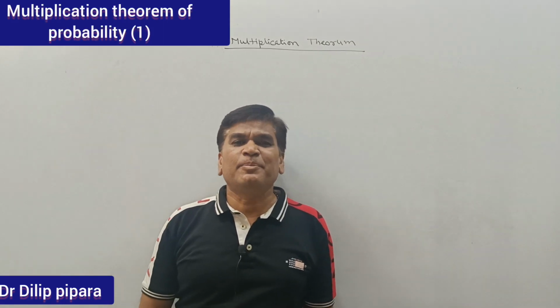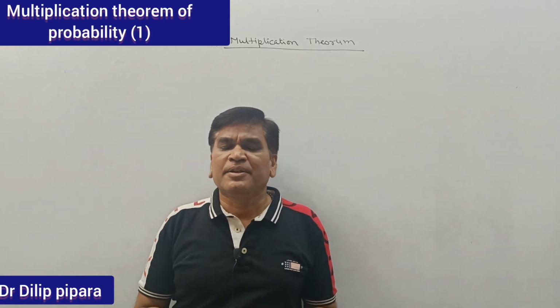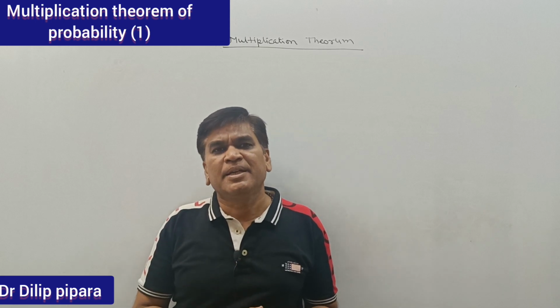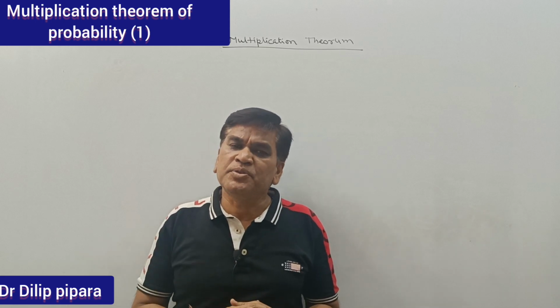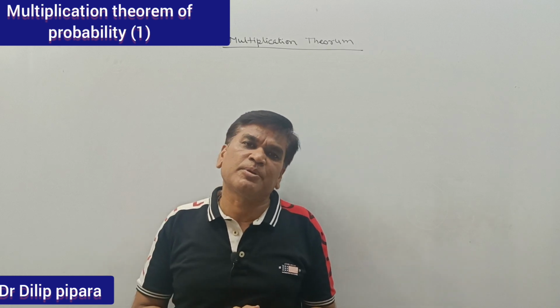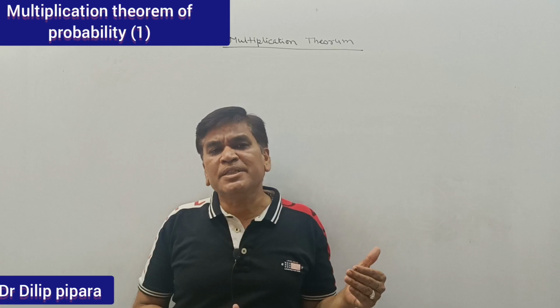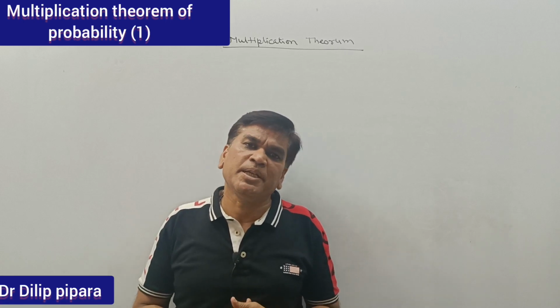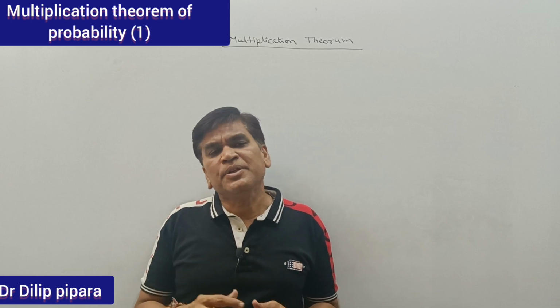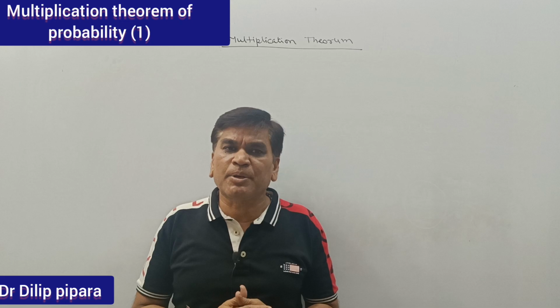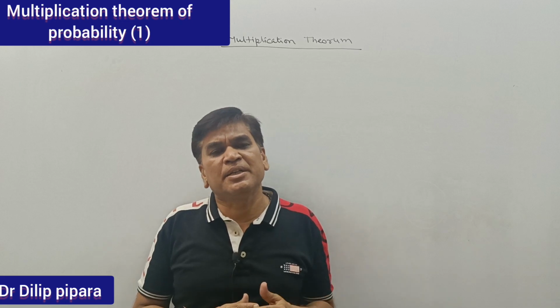Students, in the probability chapter, we have learned the basics of probability, how we can use the addition theorem, where we can use the addition theorem of probability, and what the modified form of the addition theorem of probability is. Similarly, in today's video we will learn some new terms related to probability, and that is the multiplication theorem of probability.